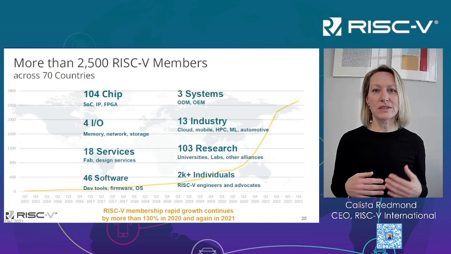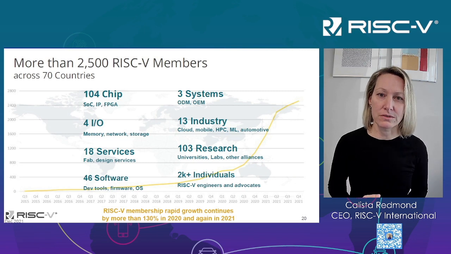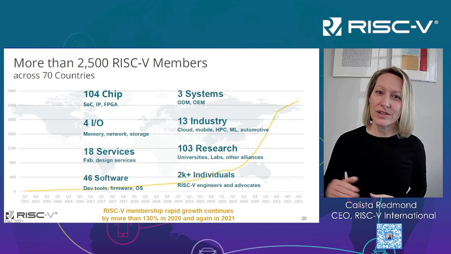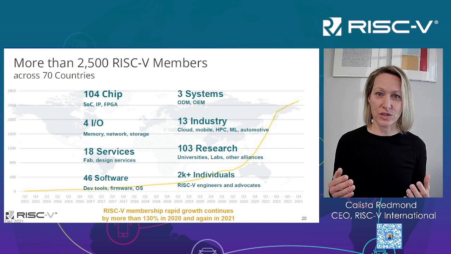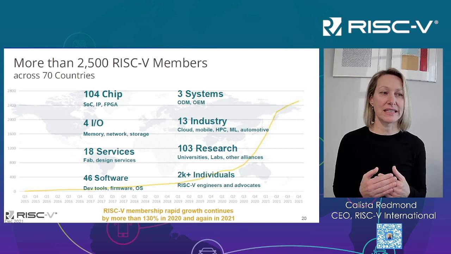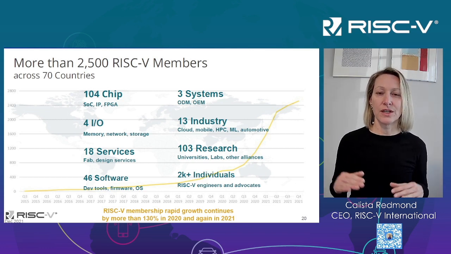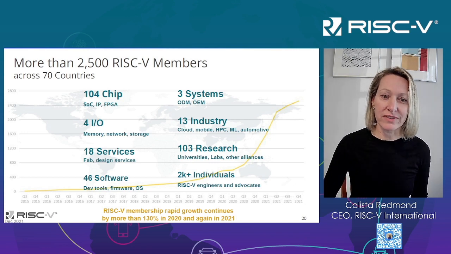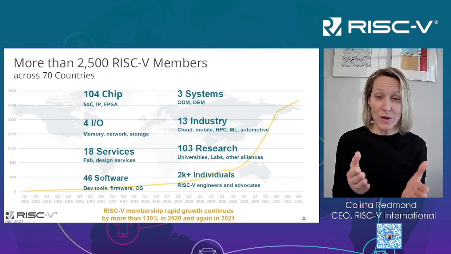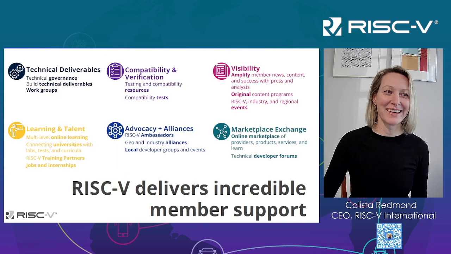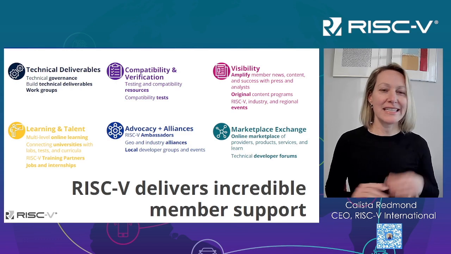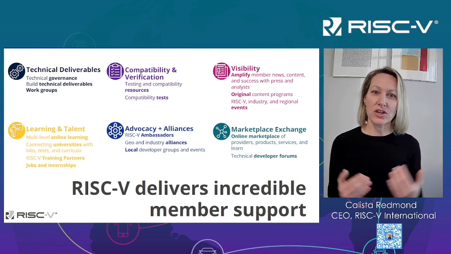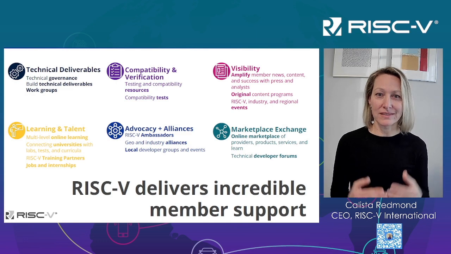In fact, we are noticing continued, ongoing, tremendous growth. We saw 131% growth in 2020 and 133% growth in 2021. This is an industry that must collaborate and must come together across all stakeholders. We now have more than 2,500 RISC-V members, and I hope we may count you among them. Why? Why join RISC-V? It's important. It is important that you engage early in the technical deliverables and the technical roadmap.